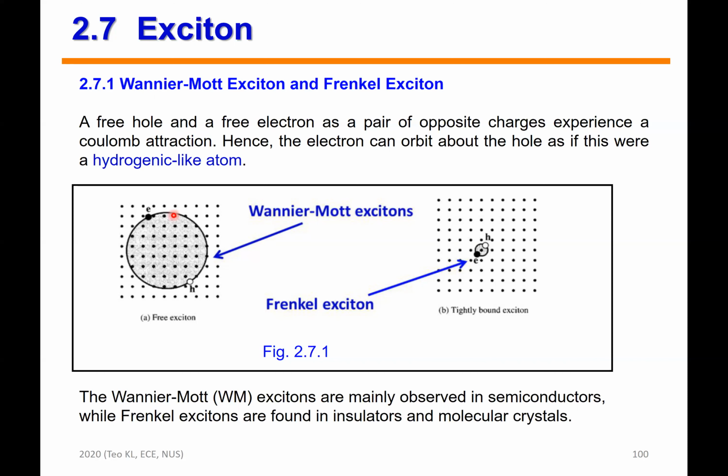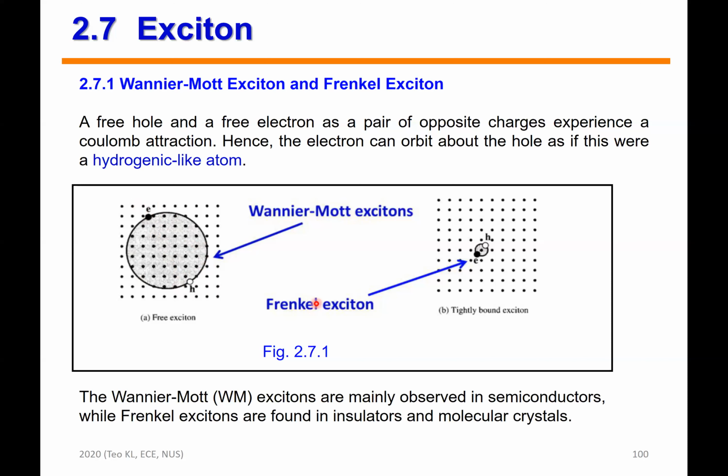Now, for the Wannier-Mott exciton, basically the electron and hole have Coulomb attraction, but they are weakly bound. The electron and hole separation is large, so it covers many lattice spacings. So these are lattice spacings between the atoms. You can see the distance between the electron and hole is large. However, you take the electron and hole as one particle because they are still weakly bound through a Coulomb attraction.